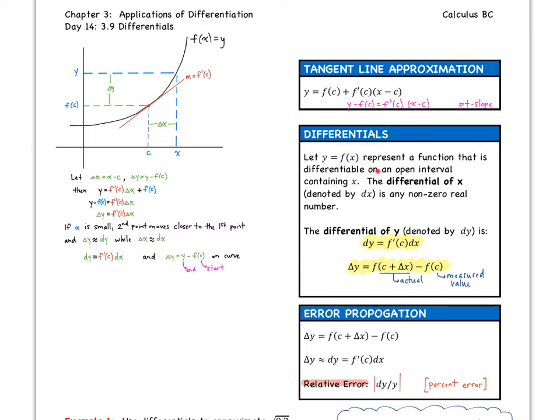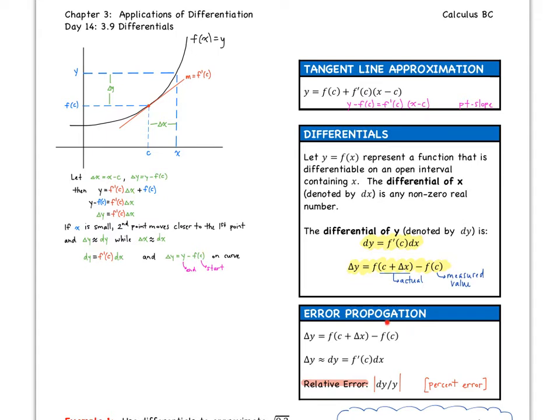Let y be f of x, and it represents a function that is differentiable on an open interval containing x. The differential of x, which we call dx, is any non-zero real number. The differential of y, denoted dy, is the following. So we could say dy is equal to f prime of c times dx, or delta y equals f of c plus delta x. So this is the actual thing that we're trying to find. And this is minus f of c, which is our measured value. So we'll see what that looks like in just a second.